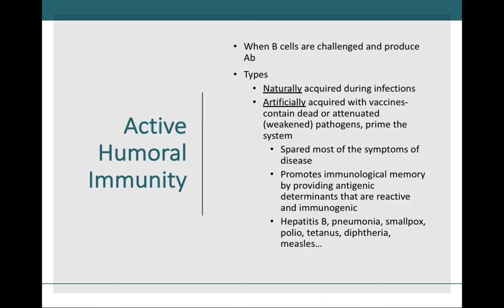Now that we can see a little bit about how our humoral immunity works, we're going to separate our humoral immunity into the active humoral immunity and the passive humoral immunity. Both active and passive humoral immunity can be naturally acquired and artificially acquired.